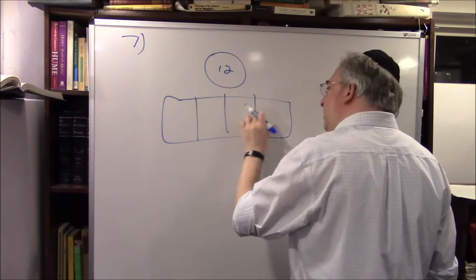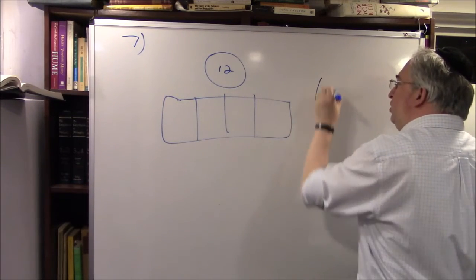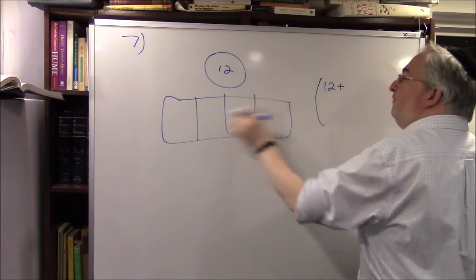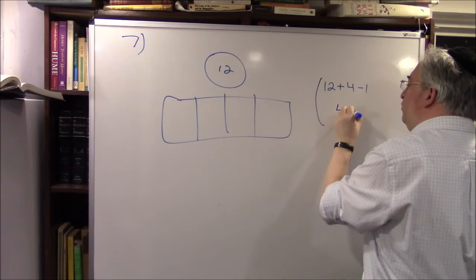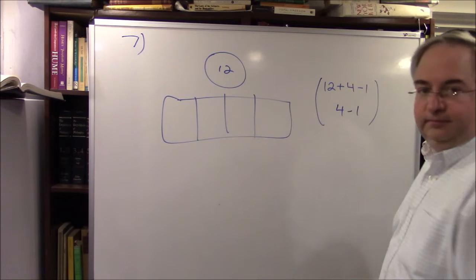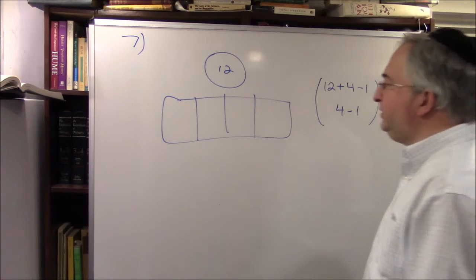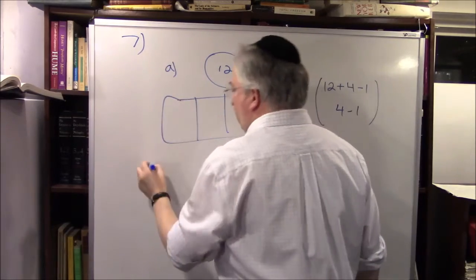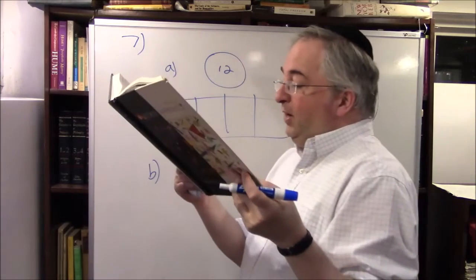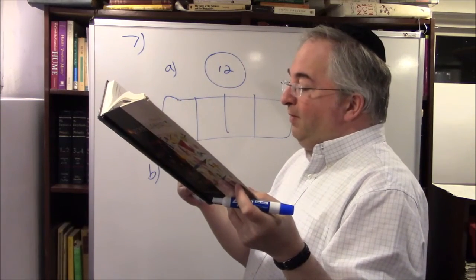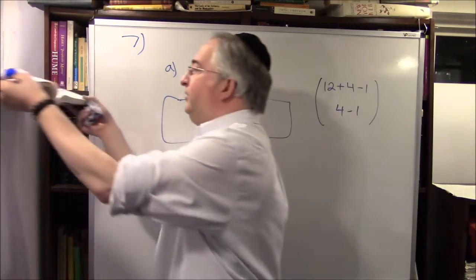Notice you need 3 boundaries. So this becomes 12 plus 4 minus 1, divided by 4 minus 1. Okay, and you can figure out what that number is. This is part A. Part B is more interesting. Part B. How many ways are possible if each mailbox must receive at least 2 letters?